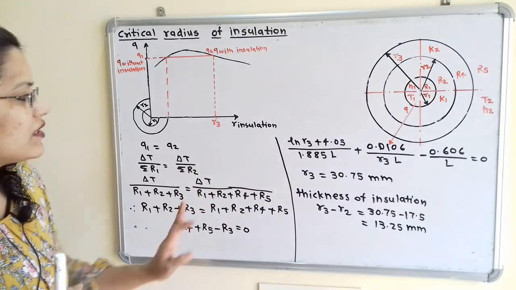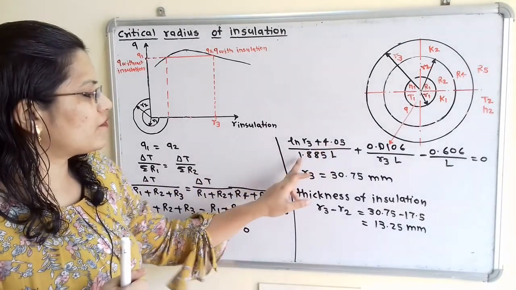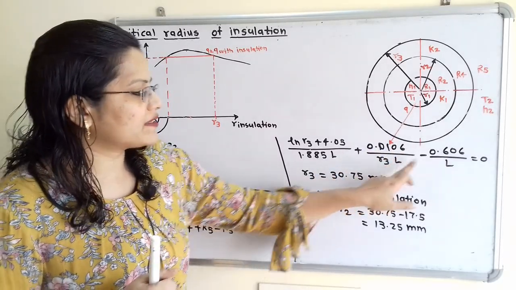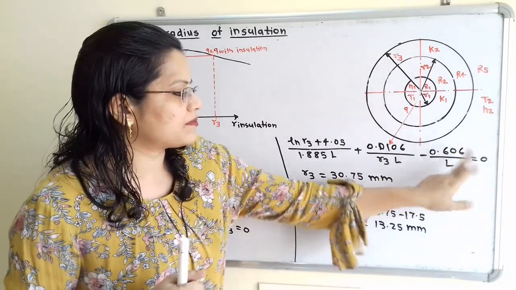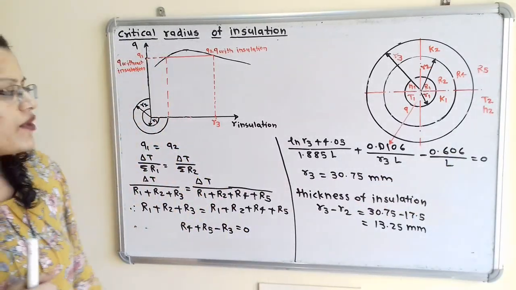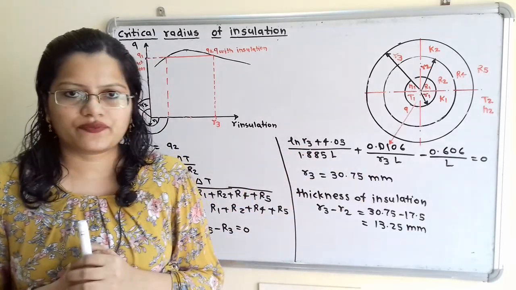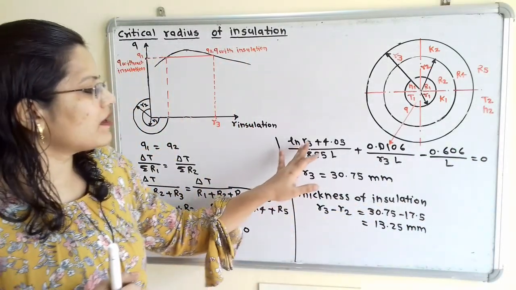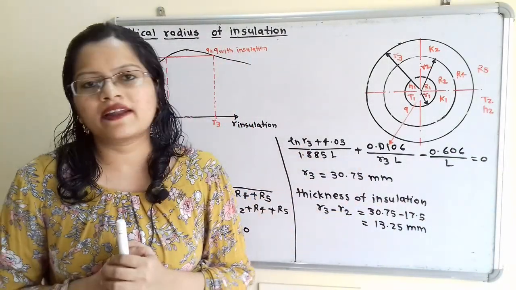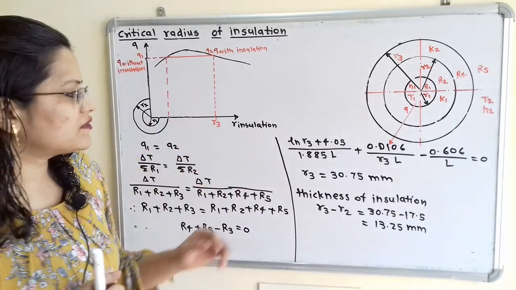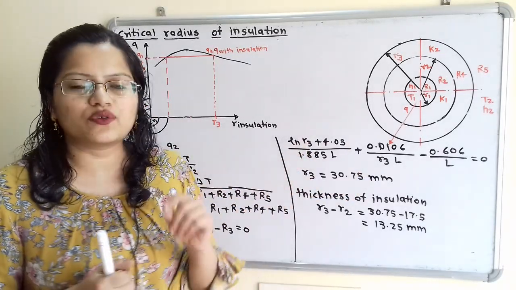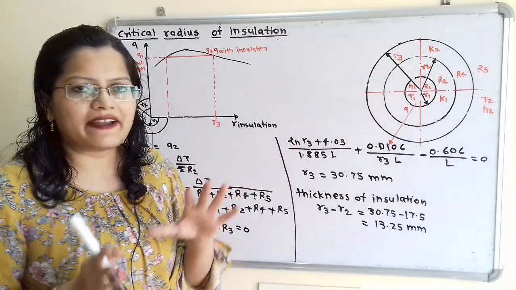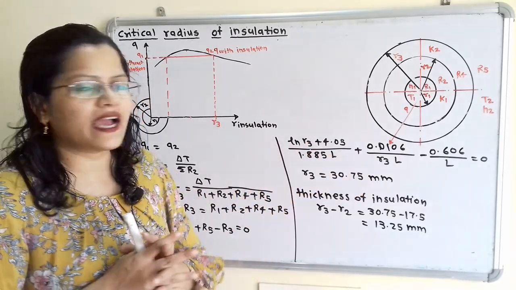Now all these resistances that we have calculated, we have to put in their values. So here is the equation: ln R3 plus 4.05 divided by 1.885 L, plus 0.0106 by R3 L, minus 0.606 by L is equal to 0. Now we have to find out the value of R3. So this is the complete term that we will transfer to the right, and we will put the value of R3 by the trial and error method. The standard unit is meter. So in meters we have to consider any random value, and then by trial and error we have to solve this.